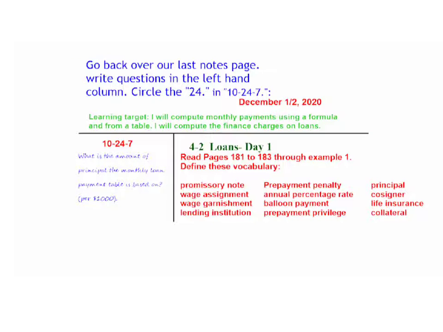All right, let's go back over our last notes page. That would be day 1 of 4.2. And write a question in the left-hand column of our Cornell notes and circle the 24. You are welcome to use the question I have here, which is, what is the amount of principal that the monthly loan payment table is based on? And it is based on loans of $1,000.